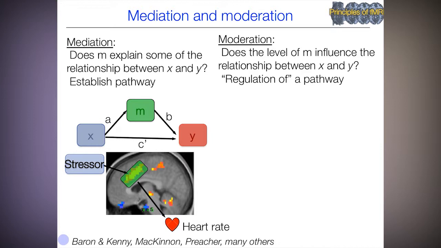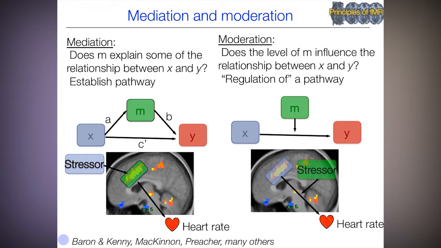Moderation analysis tests something that's different. What it's testing is, does the level of M, my moderator now, influence the relationship between X and Y? So this can establish regulation of a pathway or conditionality of a pathway. And one common way to diagram it is like this.